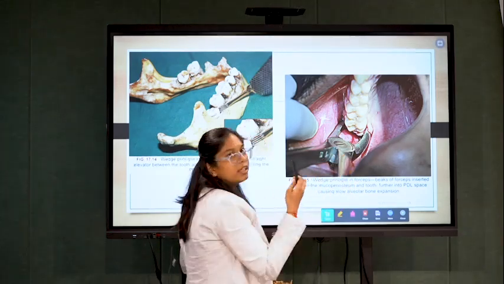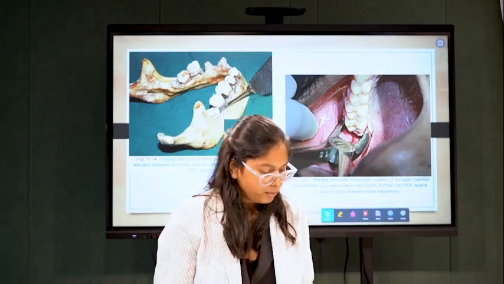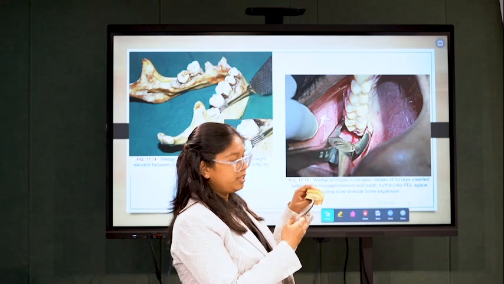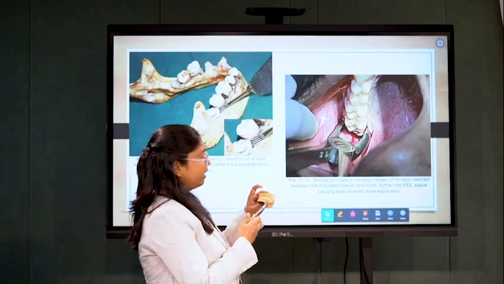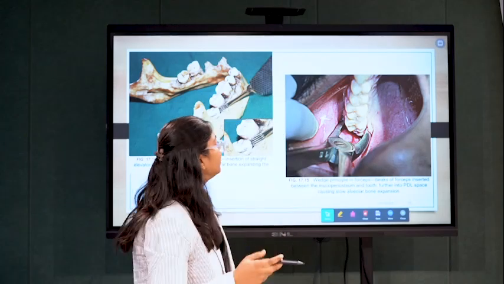You don't have to hold the crown, otherwise you will fracture your tooth. So you have to move towards below the CEJ, okay? And it will help you to make the space between your bone and the tooth.